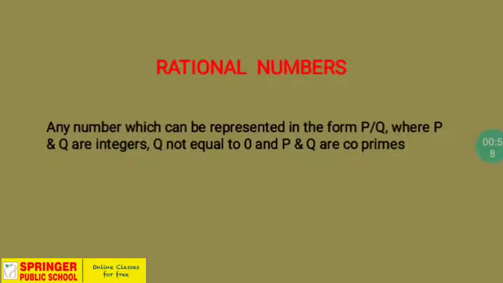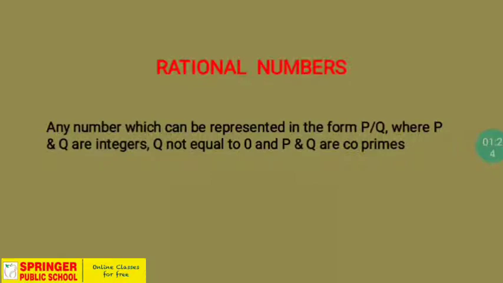A number should be in the form p by q. That means it should be in the fractional form. It should have a numerator as well as a denominator. P stands for the numerator and q stands for the denominator. Next, both the numerator and denominator should be integers and the denominator should not be equal to 0. And most importantly, the last part of the definition is very important, that p and q are co-primes.